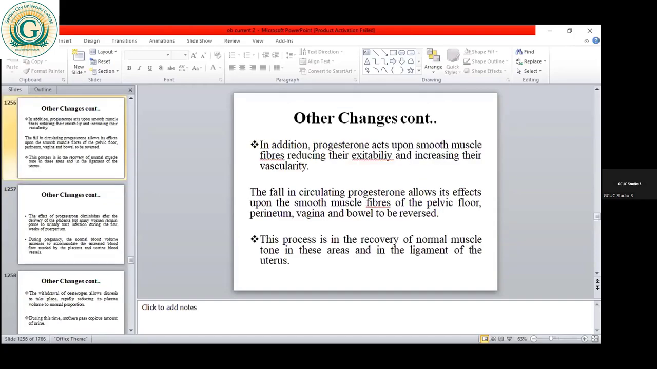Progesterone acts on smooth muscles, reducing excitability and increasing vascularity. When it falls, progesterone allows its effect upon the smooth muscle fibers to go away. So they have constipation, so many changes. That explains heartburn. When progesterone is falling, all these muscles recover to normal muscle tone in these areas and in the ligaments of the uterus. So the effect of progesterone diminishes after delivery of the placenta.